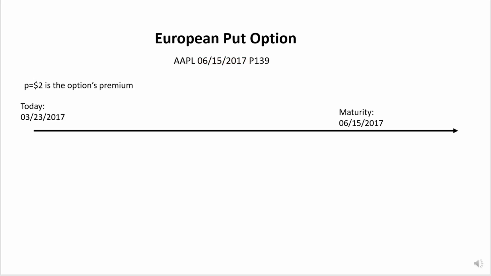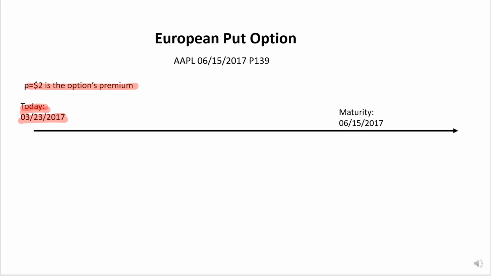Today is March 23rd, 2017, and the share is currently trading at $140, so the option is out of the money. I will be discussing moneyness in a later video. The price that you need to pay to buy this option, or the option's premium, is, let's say, $2.